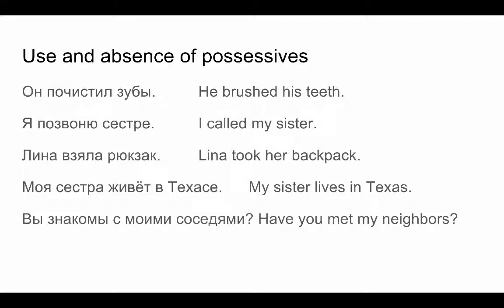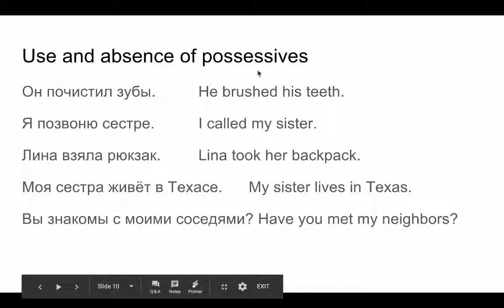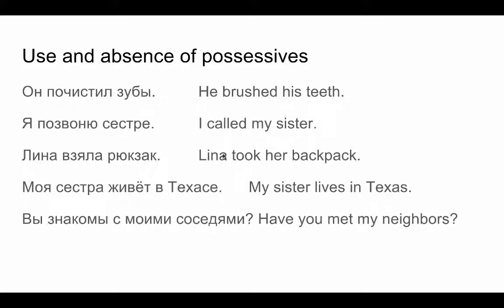Now we're going to talk a little bit about the use and absence of possessives. Take a look at these Russian sentences and compare to the English. Он почистил зубы. He brushed his teeth. Я позвоню сестре. I called my sister. Лина взяла рюкзак. Lena took her backpack. Can you see a difference between these three sentences and these three? Notice how in English we say he brushed his teeth. I called my sister. Lena took her backpack. Whereas in Russian, we leave that out. When it's understood in the context of the sentence whose, then you can oftentimes leave those out.